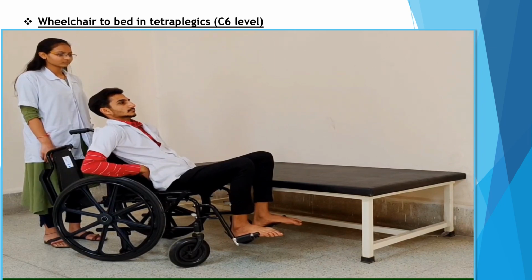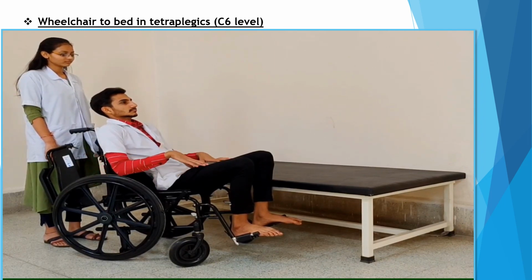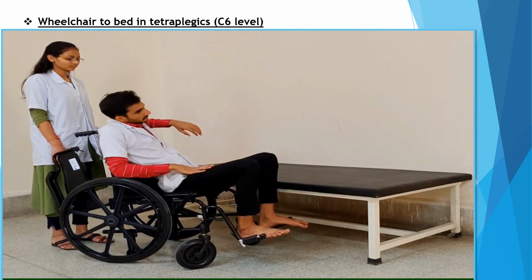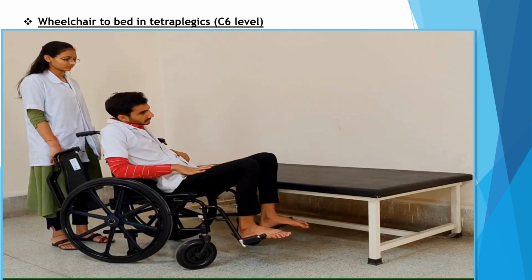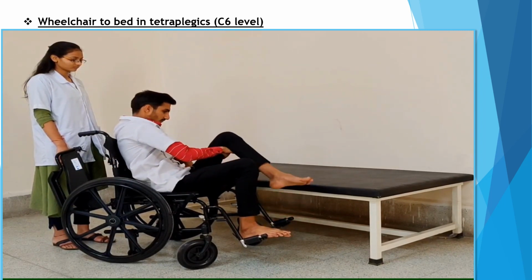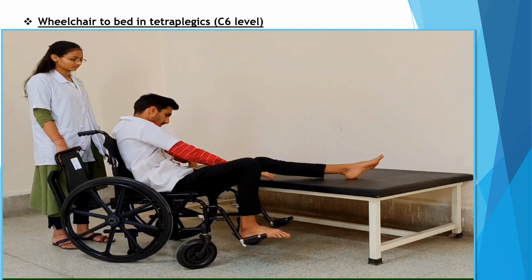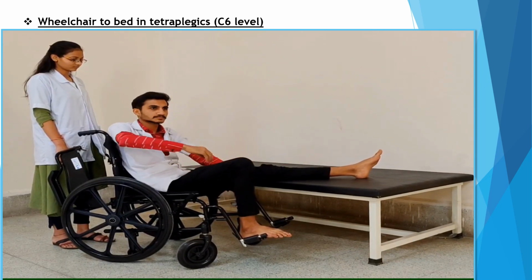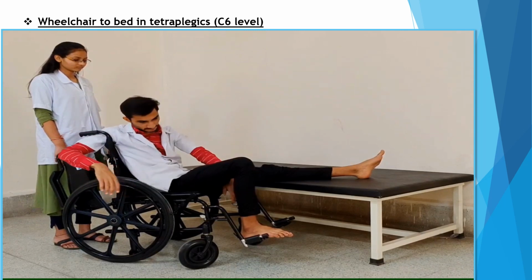Step 2. Lifting the first leg onto the bed. The left arm is hooked around the back of the wheelchair to prevent forward fall. The right arm is used to lift the leg onto the bed. The leg is held with wrist extension hook. Step 3. Lifting the second leg onto the bed in the same manner.